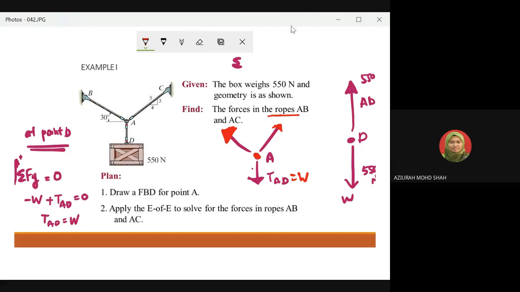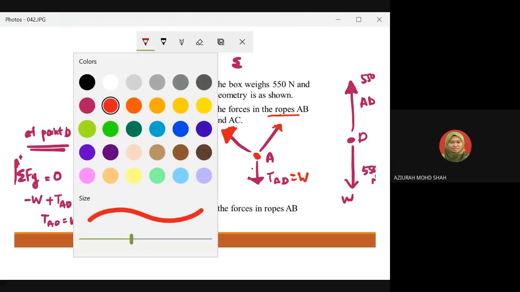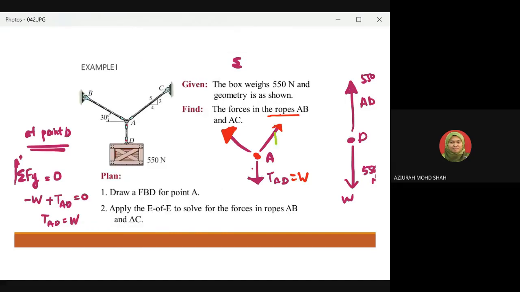Alright, so this is the FBD you need to look at, and for the FBD please make sure that you put in the information. Sometimes I forget because I want to be quick. You have to put all the information. This is TAC, this is TAB, this is a 30 degree. Make sure that you put all the information correctly.